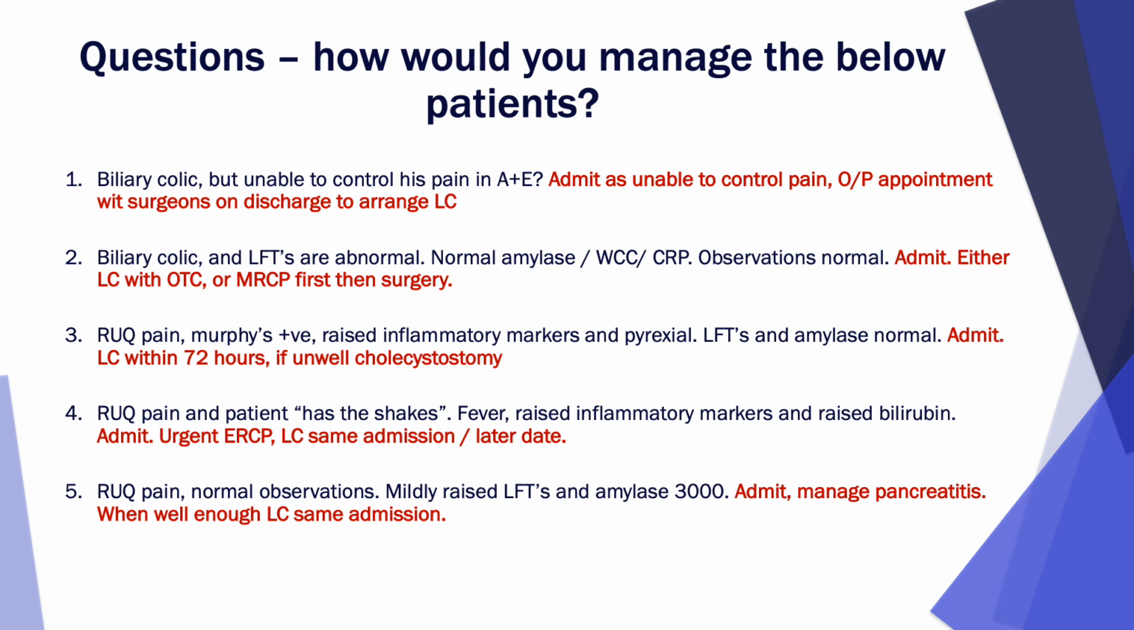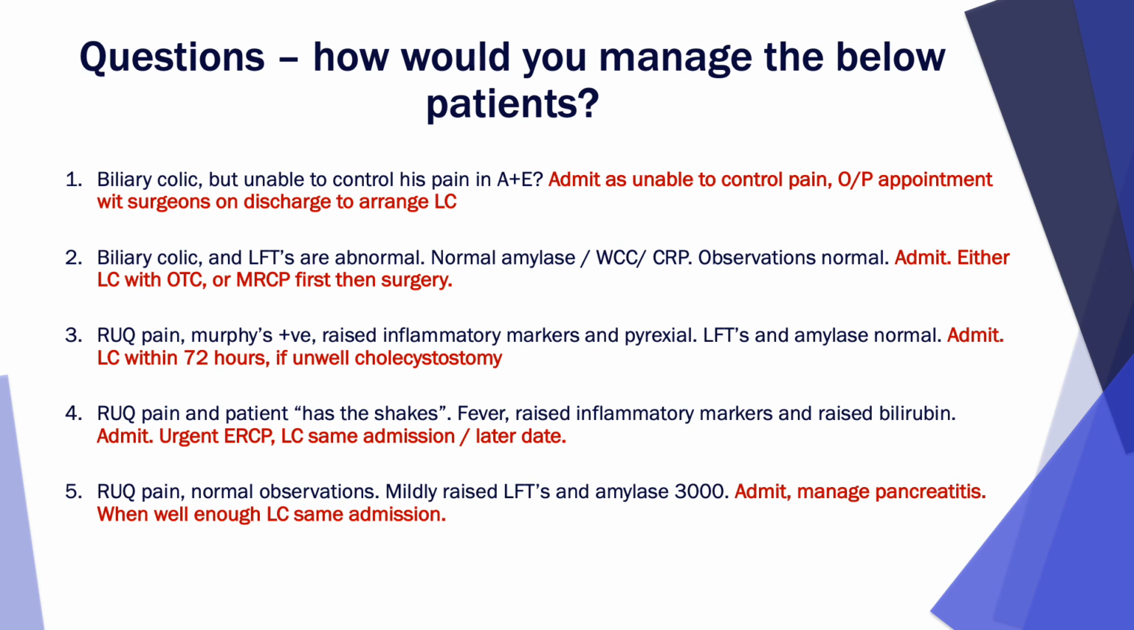Question 3, so we've got a patient with right upper quadrant pain, Murphy's positive, raised inflammatory markers and they're pyrexial. So here we're thinking cholecystitis. So this patient we need to admit, you'd resuscitate, give IV antibiotics, and then ideally we give a lap chole within 72 hours, but if they're unwell or not fit for surgery, we'll go for a cholecystostomy.